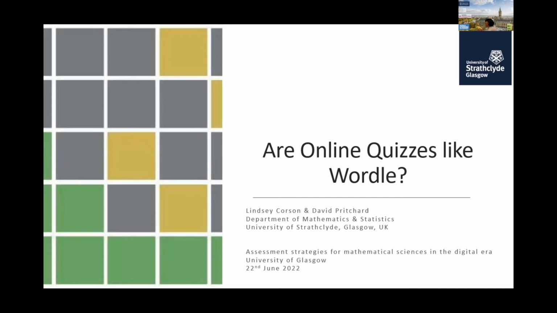For those of you that don't know what Wordle is, it's a word game online. You have to guess the correct 5-letter word. It's got really good feedback in it. If your letter's correct and in the right place, the box turns green. If you've got a correct letter but it's in the wrong position, it turns yellow. And if it's an incorrect letter, it turns grey. It's really nice feedback.